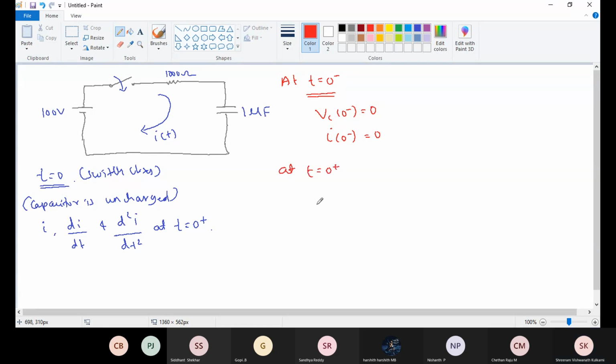Now at t equal to 0 plus, we need to redraw this circuit. At t equal to 0 plus, the capacitor will behave as a short circuit and an inductor will behave as an open circuit. Here in this problem a capacitor is given. In the last problem that you have seen, an inductor was given, and there we assumed that at t equal to 0 plus the inductor behaves as an open circuit. Here the capacitor is a short circuit. I am going to redraw this circuit.